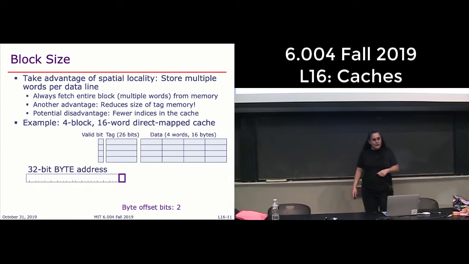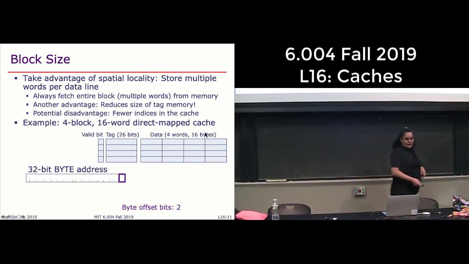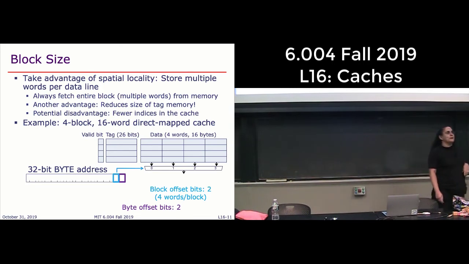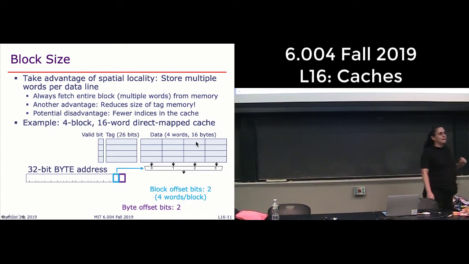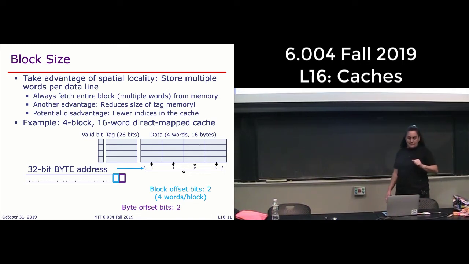All right, so how do we go about accessing something that has multiple words in the block? So in this example, we have 4 blocks, meaning we have these 4 lines, and each of them is of width 4. And so I have a total of 16 words in this direct mapped cache. So once again, the bottom 2 bits are always going to be 0. In this case, the next 2 bits are going to be used as a block offset. Okay, so they're going to pick one of these 4 words in the case that I get a hit in my match in my tag and my valid bit.